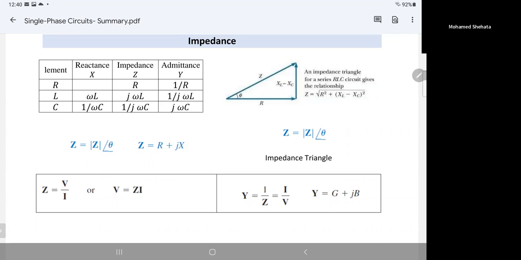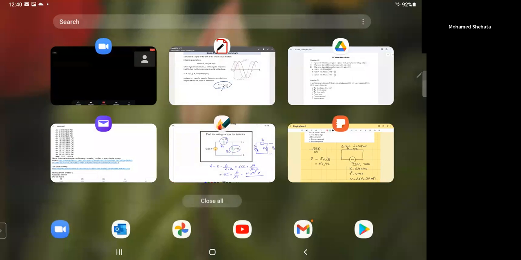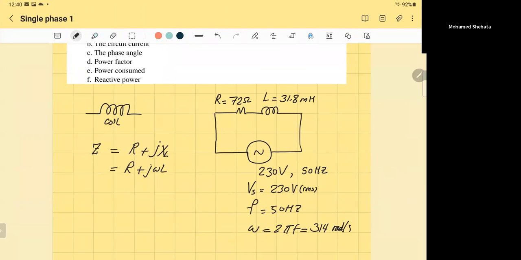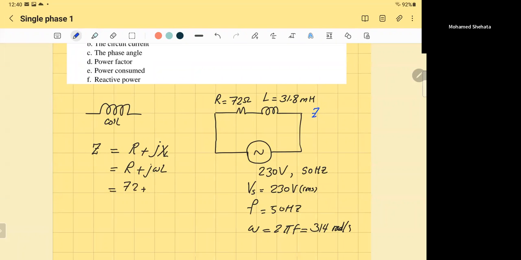So saying that, now I have j omega L, the impedance of the inductance, and I have the resistance equal to 72 ohm. I'd like to calculate the impedance of the inductance separately. So I'll say ZL equals j omega L. Omega I got as 314, and L is equal to 31.8 millihenry, so divided by 1,000. The answer should be in ohm.